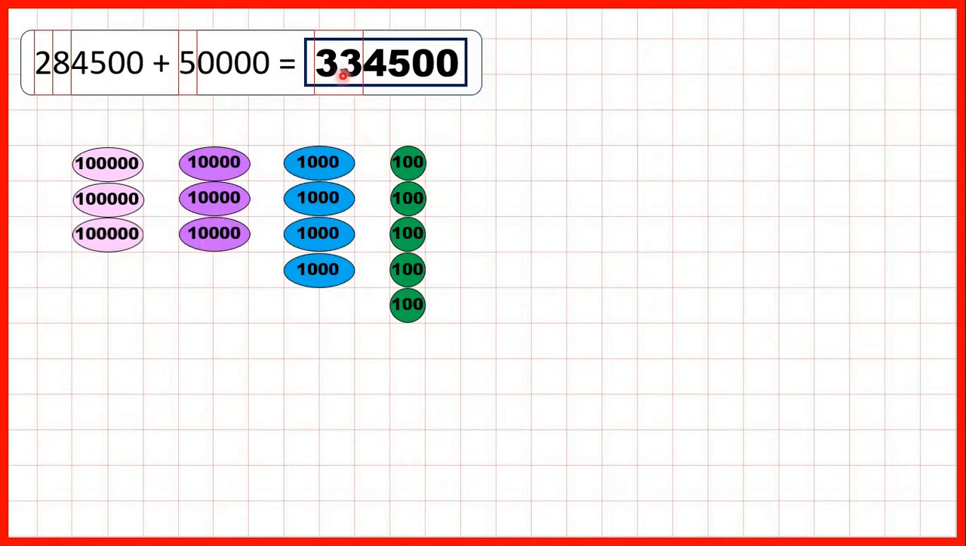So that's why both the 100,000s and the 10,000s digits changed. Of course, we still have our 4,000s and our 500s. So our answer is 334,500.